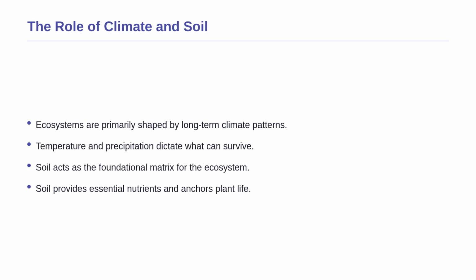So, what actually determines whether a piece of land becomes a forest or a desert? The answer lies in two foundational elements: climate and soil. These ecosystems are primarily defined and shaped by their climate, specifically the long-term patterns of temperature and precipitation they receive over years and decades. Furthermore, the soil acts as the foundational matrix of the entire system.